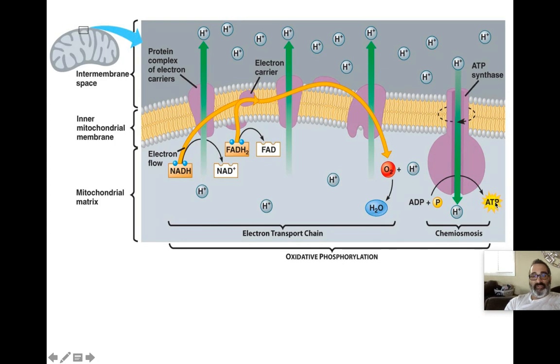All right. So this is very similar to what happened in plants, except things are flip-flopped. The hydrogens are diffusing back into the matrix. As they do that, phosphorylation takes place, phosphate is attached, and ATP is made. This whole process is called oxidative phosphorylation. That's because oxygen was needed in order to really make this happen and phosphorylate and produce the ATP.